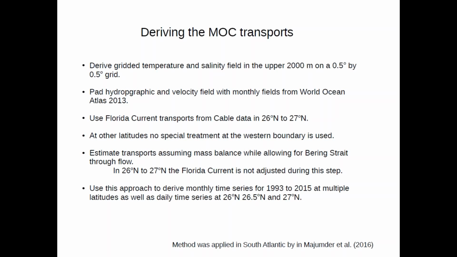And then I estimate the transports assuming a Ekman balance while allowing for the Bering Strait throughflow. And at 26 to 27 north, I do not allow adjustment in the Florida Current because we have the absolute transport. So I have to do the adjustment only in the component east of the islands. And then I use this to derive a monthly time series from 1993 to 2015 at a couple of latitudes, including 26, 26.5, and 27, and they pretty much are almost the same. So that's good.